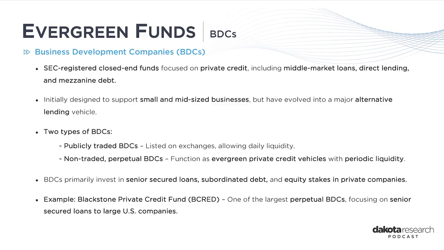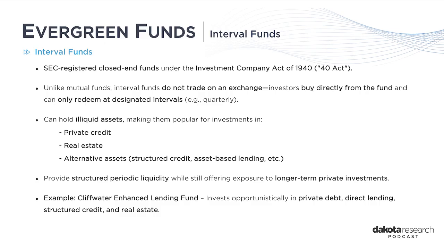BDCs primarily invest in senior secured loans, subordinated debt, and equity stakes in private companies. And a couple of examples just to put a little bit more illustration to this. Blackstone Private Credit, or BCRED, is one example of a BDC. It's one of the largest perpetual BDCs, and they focus on senior secured loans to large U.S. companies. The other type of evergreen fund are interval funds.